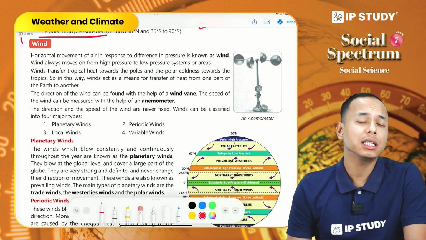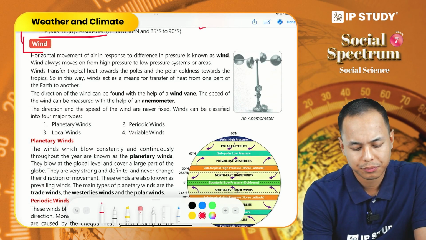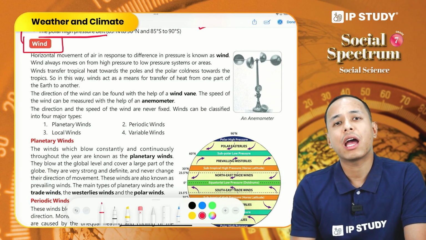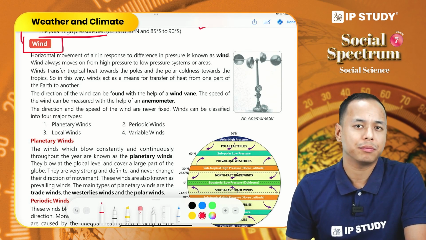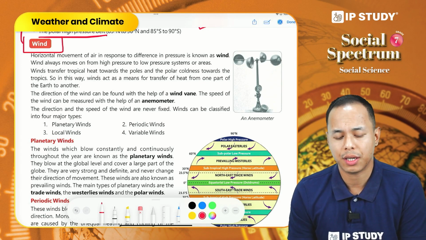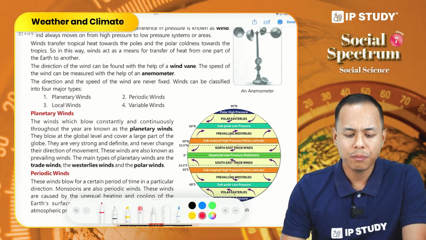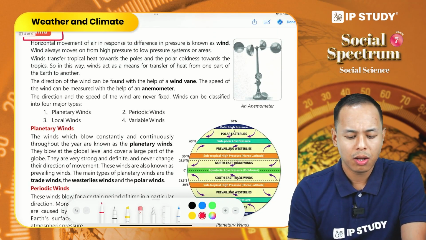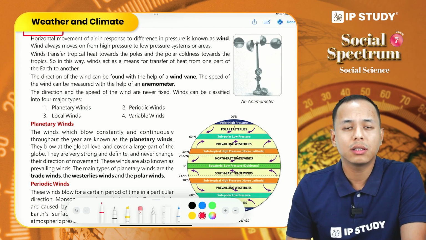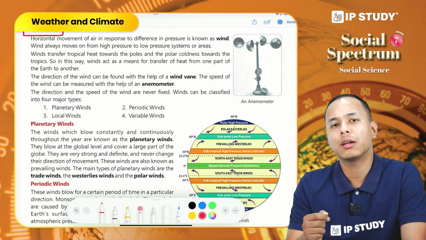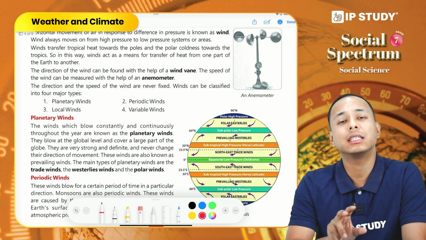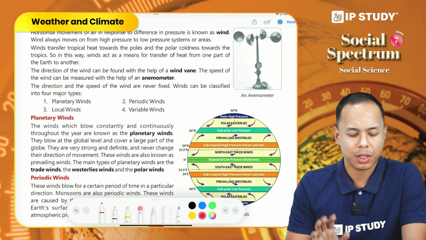So now let us discuss wind. What are winds? Winds are the horizontal movement of air which happens due to the variation in pressure. Wind normally moves from high pressure to low pressure areas. Wind transfers heat from the tropical or equatorial region toward the polar region. On the other hand, it brings cold air from the polar region to the tropical region. Thus, it acts as an agent of transfer of heat between the poles and the equator.